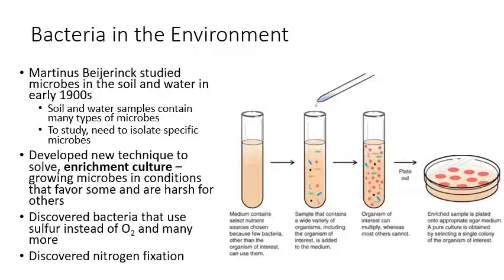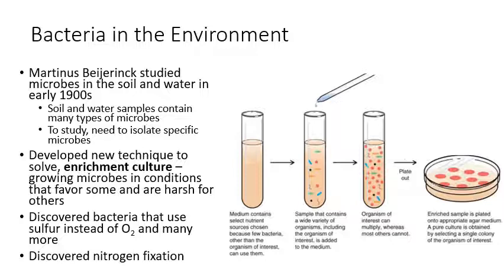If you want to actually study something, you need to get one species alone so that you can see what it's like. So he was actually forced to develop or invent all these new culturing techniques to get that done, to help him isolate specific species from his samples. This is called enrichment culture.